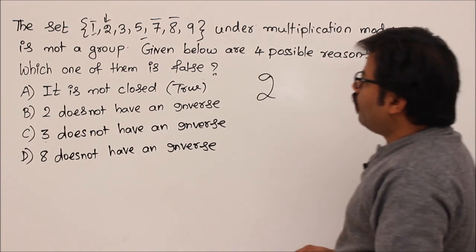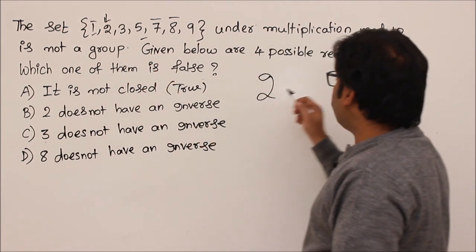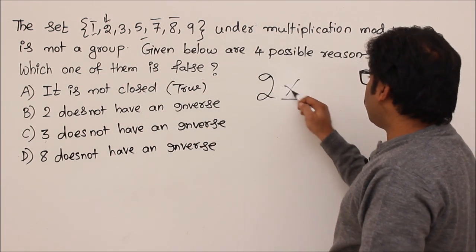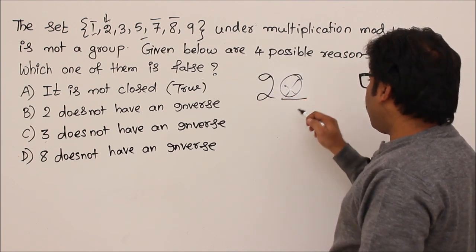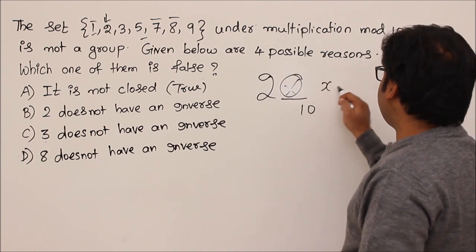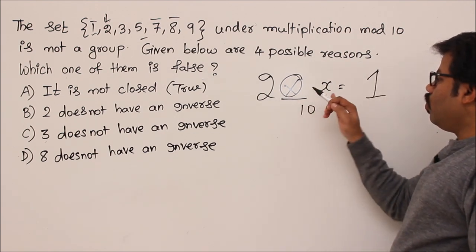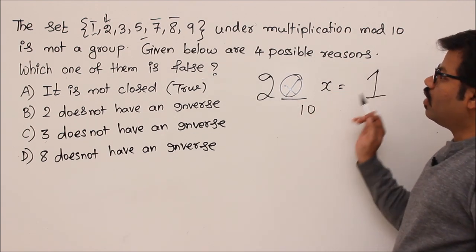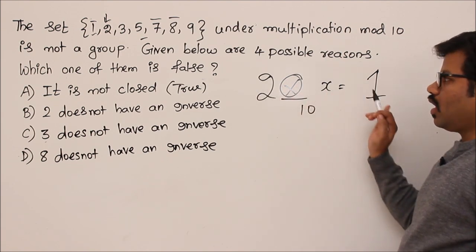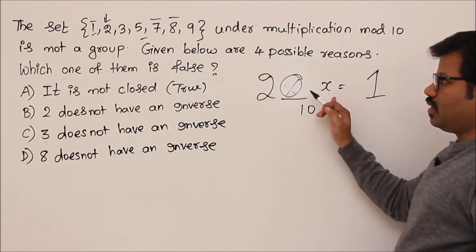Let us find out whether 2 has an inverse or not. If really there is an inverse, then 2 multiplication modulo 10 with x should give the identity element, which is 1. Right? Let us try. 2 1s are 2, not 1. 2 2s are 4, not 1. 2 3s are 6, not 1.